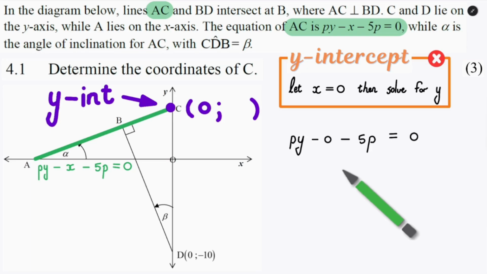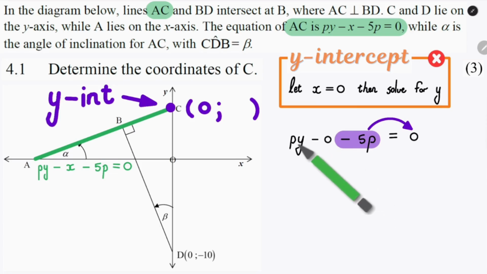Now to get y on its own, I need to do the following steps. I'm going to move this minus 5p over to the other side. And py minus 0 is just py. It's like saying 7 minus 0 is just 7. So I get py equals 5p.